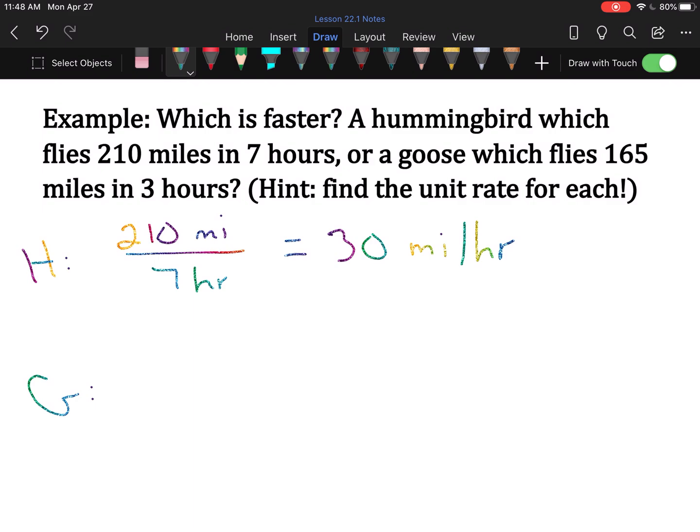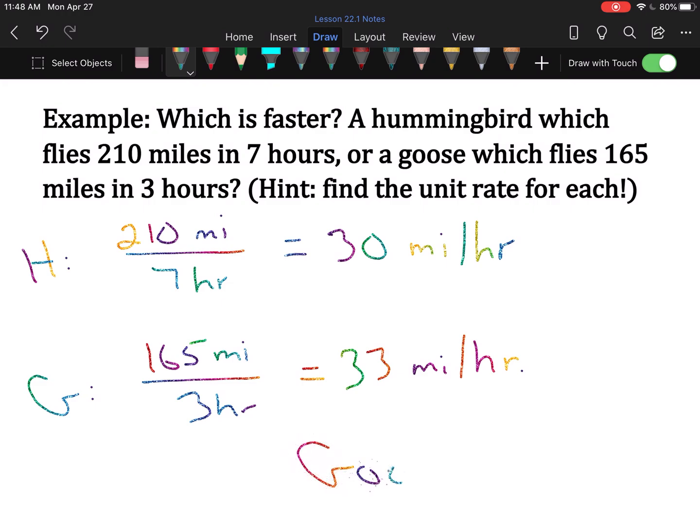Our goose flies 165 miles in 3 hours. So again, we're going to divide. And 165 divided by 3, you're probably reaching for a calculator, I don't blame you, is 33 miles per hour. So which is faster? The goose is faster.